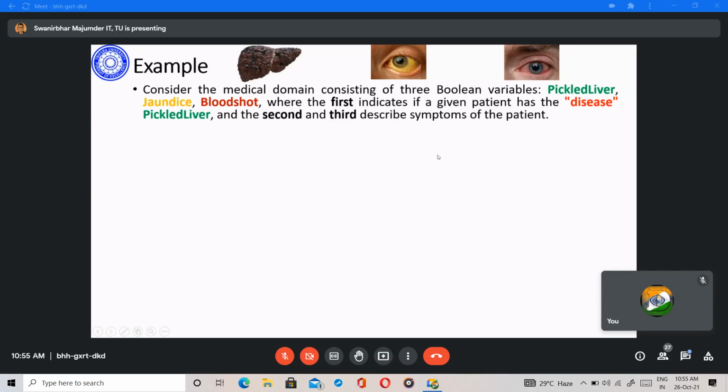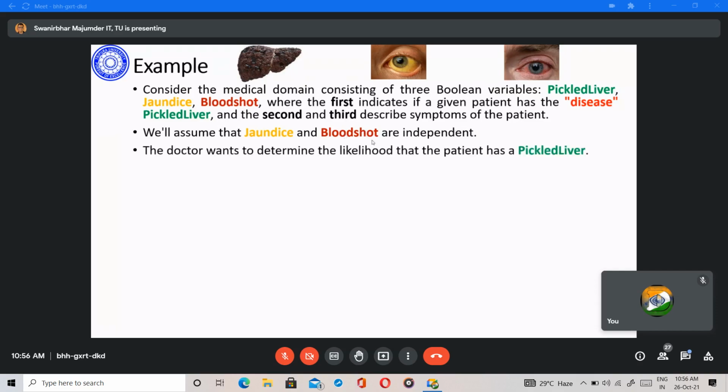Clear up to this? So we assume that these two are independent. Jaundice can happen to anybody, bloodshot can happen to anybody. So these are my B and C. Jaundice and bloodshot are my B and C, which are independent of each other. And separately we have A, which is my main target, that is the pickle liver or liver cirrhosis. I am a doctor and I want to find out whether the patient is having liver cirrhosis or not, based on the symptoms.